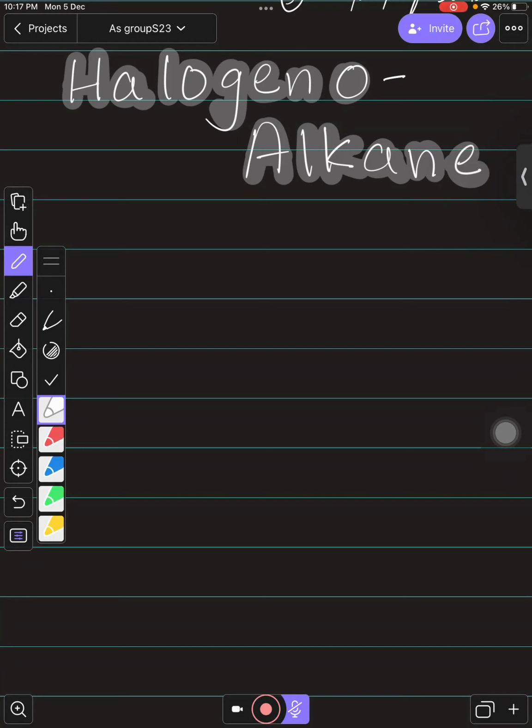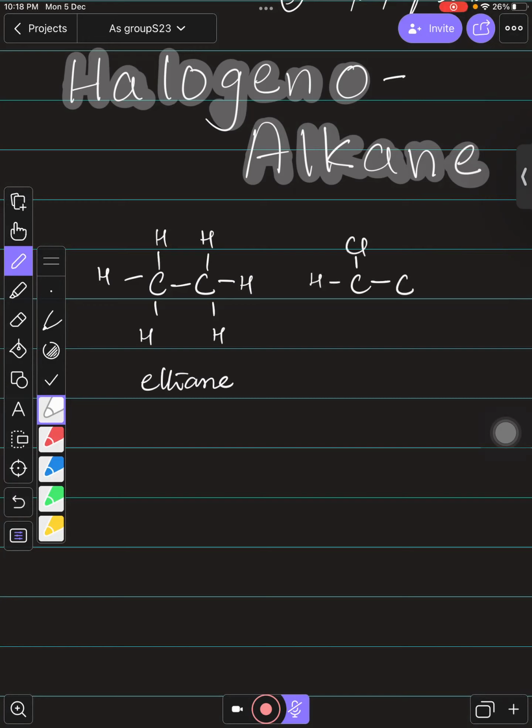So this is one of the molecules. This is ethane, right? We talked about this earlier. And suppose I replace one of the hydrogens by chlorine, so it becomes what, bacho? It becomes chloroethane. Chloroethane.